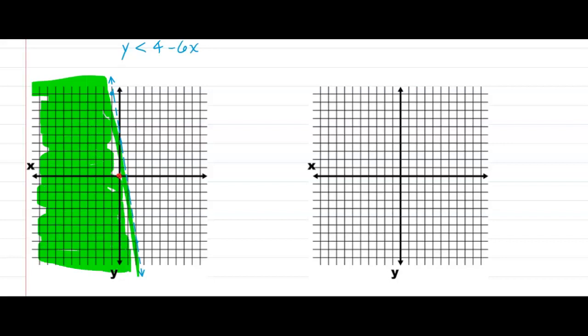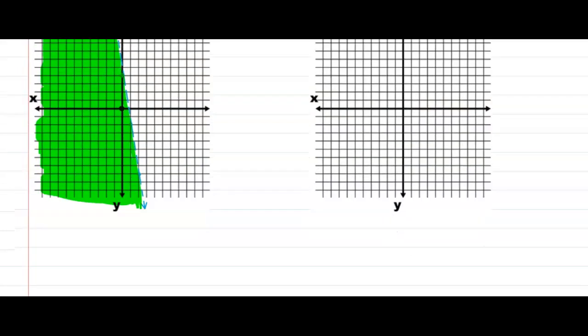Make sure you shade completely. Shade this entire side from the top of the graph all the way to the bottom of the graph as neatly as you possibly can, because as we get into step 8, we're going to need to be really good at doing this process.